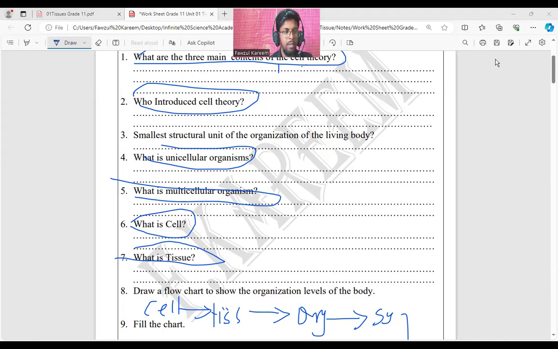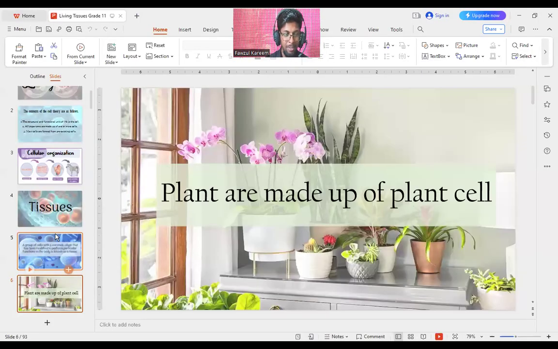Okay, ma. Anusha, Sweta, right? Okay, ma. Right, okay. Then now only we are going to start our grade 11 syllabus, right? Okay.